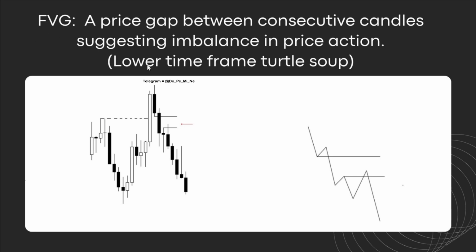Even when it comes to an FEG, it's basically a lower time frame turtle soup. And if you look at a higher time frame FEG on the lower time frame, it's basically going to look like a lower time frame turtle soup, as I said. The definition of an FEG is a price gap between consecutive candles which suggests an imbalance in price action. But as I said before, it's basically a lower time frame turtle soup and a retracement profile.